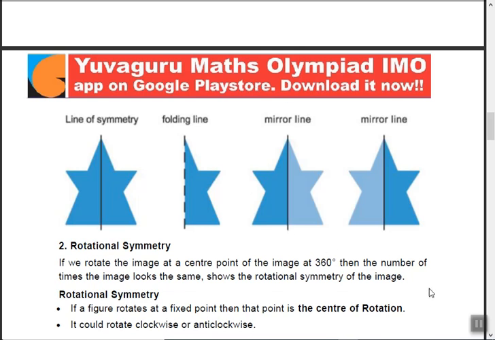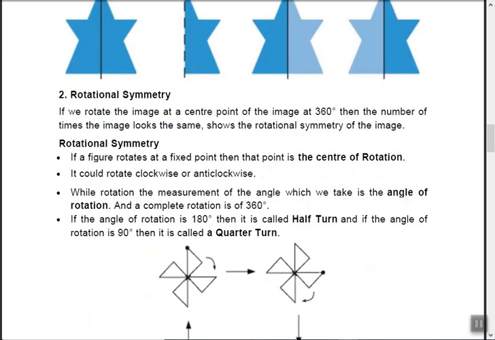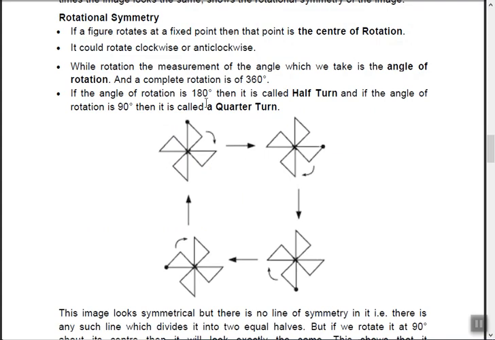Now next is rotational symmetry. If we rotate the image about the center point of the image through 360 degrees, then the number of times the image looks the same shows the rotational symmetry of the image. Means what? Suppose this is the point and if I rotate some line or any image, how many times will it look the same? That's basically called the rotational symmetry. Let's look at a few important points.